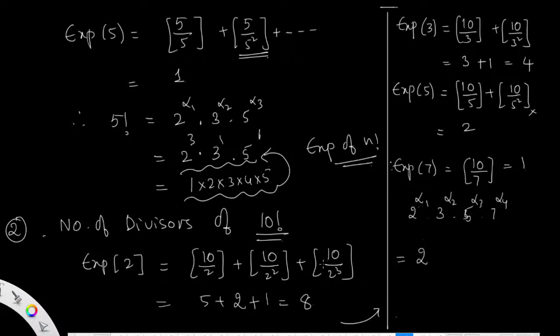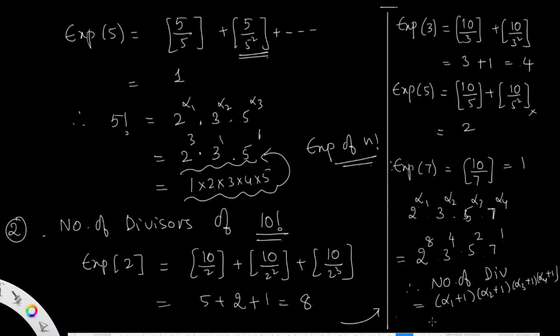So 2 power alpha 1 is nothing but 8. 3 power means 4. And then 5 power alpha 3 is nothing but 2, and 7 power is 1. But in the question, number of divisors, we have just now completed. The number of divisors is alpha 1 plus 1, alpha 2 plus 1, alpha 3 plus 1 and alpha 4 plus 1. Then the total value becomes 9 into 5 into 3 into 2, that goes to 270. Therefore the number of divisors of this expression is 270.